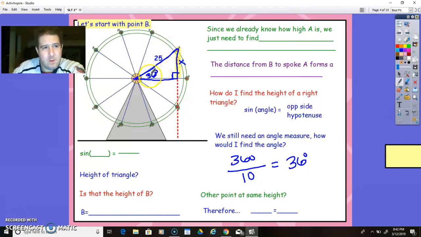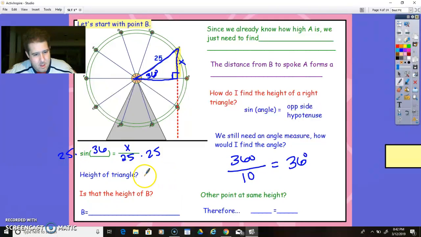Now, using that, just like the warm-up, we can use sine of 36 is equal to x over 25. So just like the warm-up, multiply both sides by 25. So 25 times sine of 36 gives us about 14.7. So now we know that the triangle, or x, is 14.7.